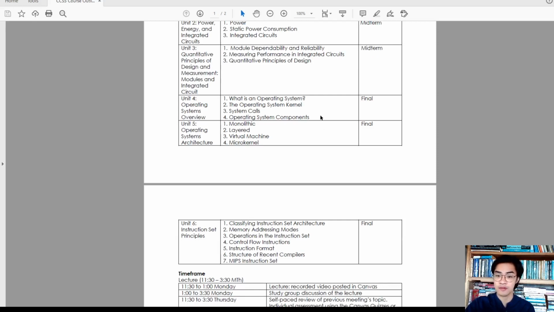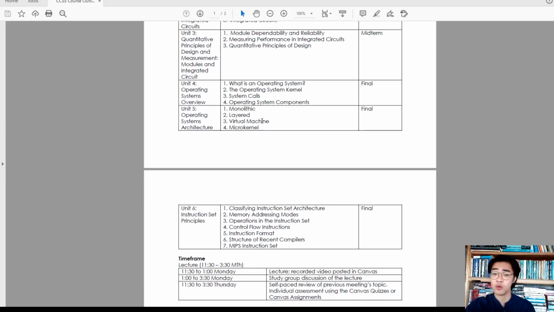For the finals, we're going to have another 3, which now switches into an overview of operating systems, the operating system kernel, what are system calls, what do they do, why are they important, and the components of operating systems. Then we go through different architectures of operating systems and how they relate with hardware. We have monolithic, layered, virtual machine, and microkernel. And then on the last part, we're going to focus on instruction set principles, where you have classifying instruction set architecture, memory addressing, and up until MIPS instruction set.